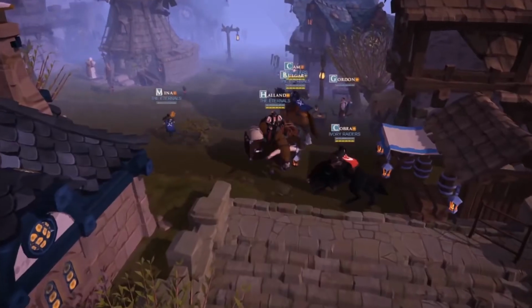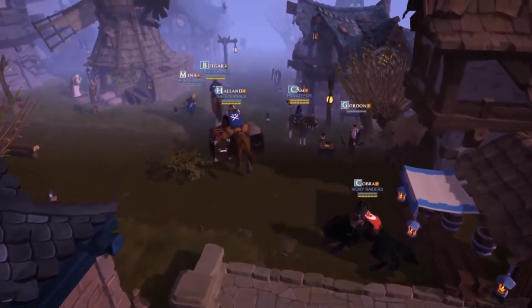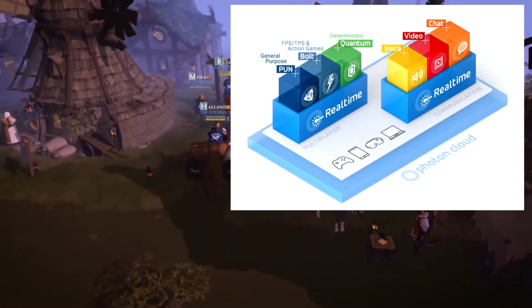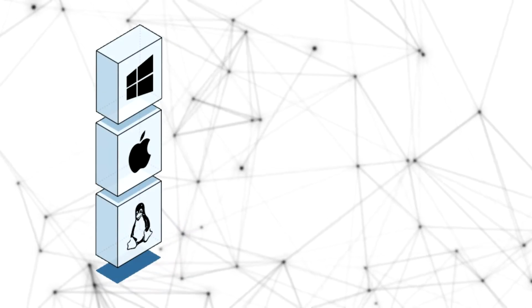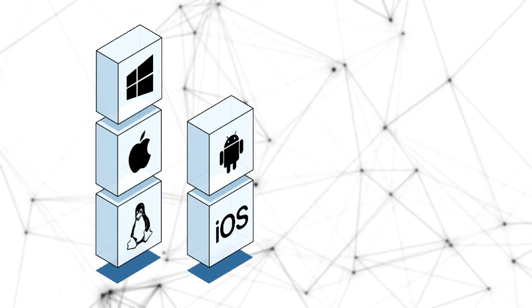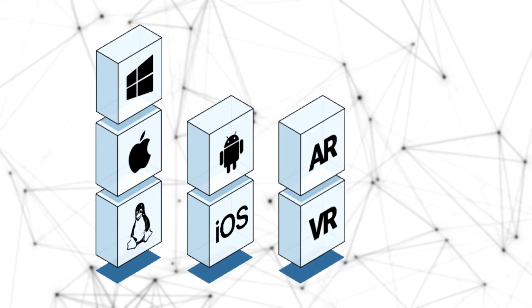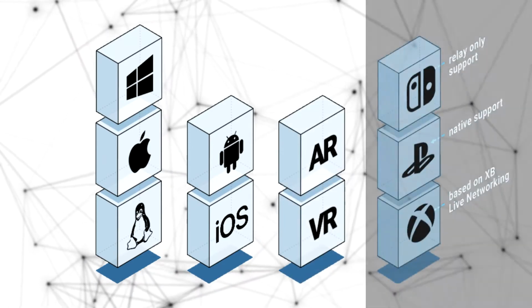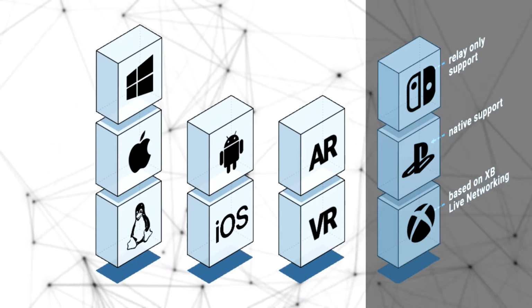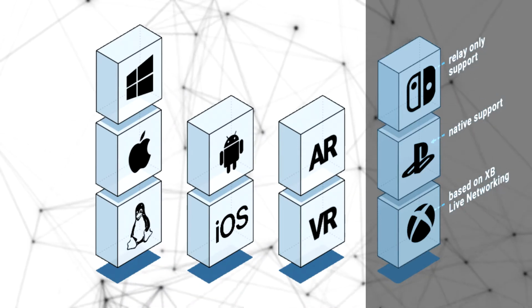And if you master the Photon Bolt API, you will certainly be able to make MMORPGs like Albion, which use Photon Cloud API. Photon Bolt supports different platforms like Windows, Linux, and Apple, Android and iOS, AR, VR, and it works even on consoles like Switch, PlayStation, or Xbox.